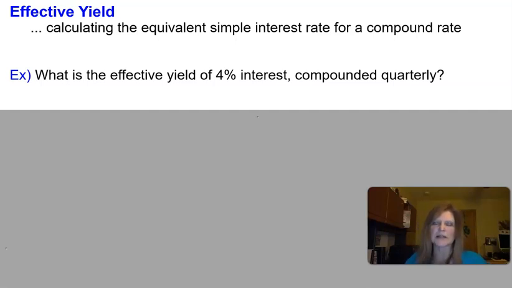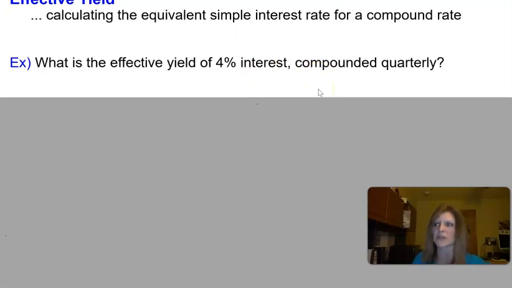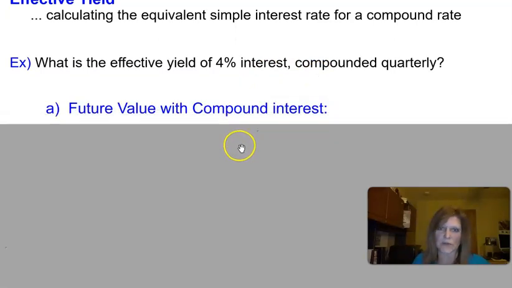Well, the way we do that is we level the playing field by finding something called effective yield. That's also called the APR, annualized percentage rate. What we're basically doing is taking that compounding rate and calculating what the simple interest rate would be to get that. An example will help. Here we have 4% interest compounded quarterly. What is the actual simple interest rate for that?